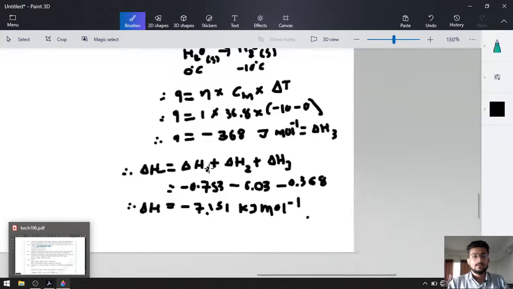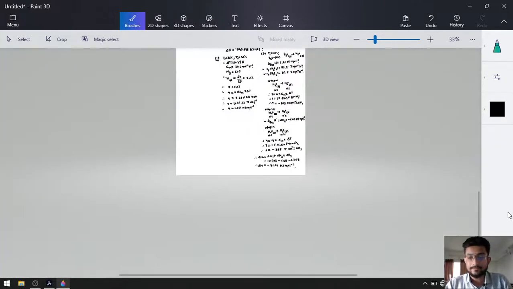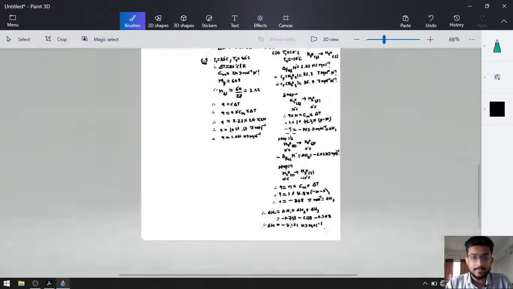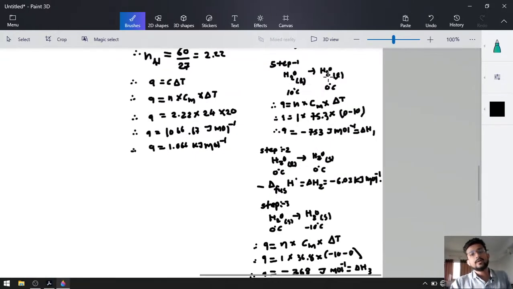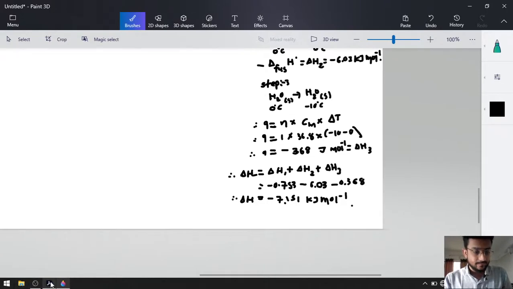Okay, again let me repeat the whole sum. Step number 1, convert liquid water at 10 degree Celsius to liquid water at 0 degree Celsius. Step number 2, freezing: 0 degree Celsius liquid water to 0 degree Celsius solid water. And step number 3, 0 degree Celsius solid water to minus 10 degree Celsius solid water. So these 3 steps will be added to each other and you will get your final answer.